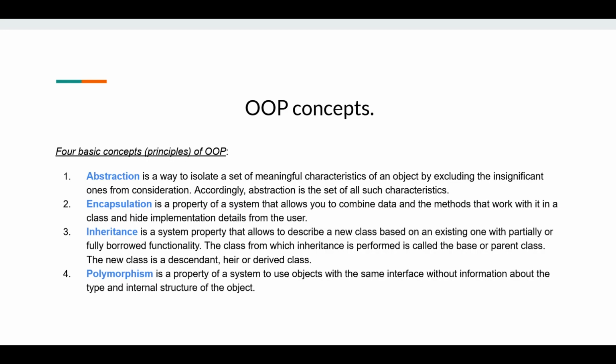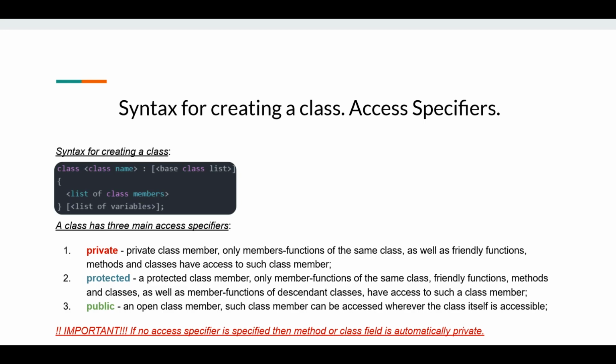Inheritance is a system property which allows to describe a new class on the basis of the existing class with partial or full borrowing of functionality. Polymorphism is the property of the system to use objects with the same interface without information about the type and internal structure of the object.